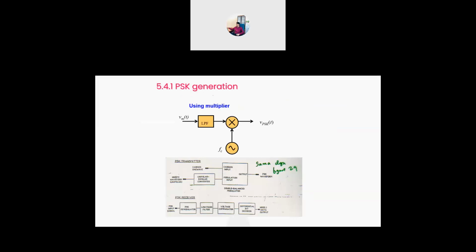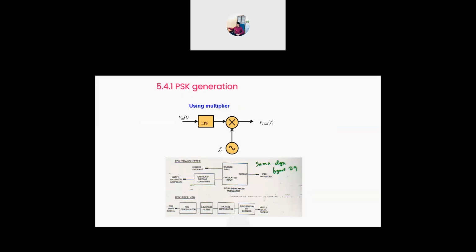Next is the PSK. If we want to generate our, so what, how long have I progressed now? Okay, 38 minutes.